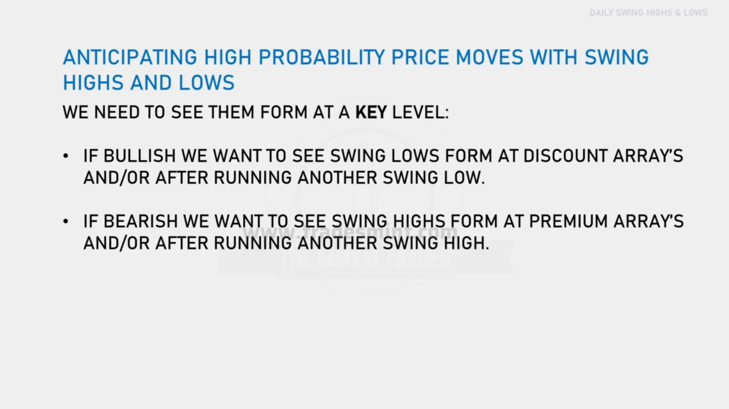So anticipating high probability price moves with swing highs and lows, we need to see them form at a key level. So if we are bullish, we want to see a swing low form at a discount array and/or after running another swing low, and if we are bearish, we want to see a swing high form at a premium array and/or after running another swing high.